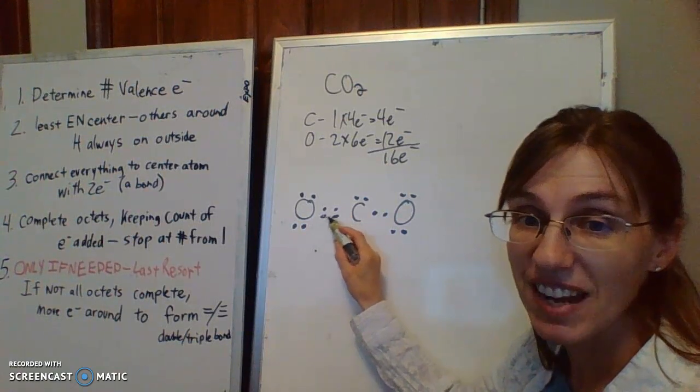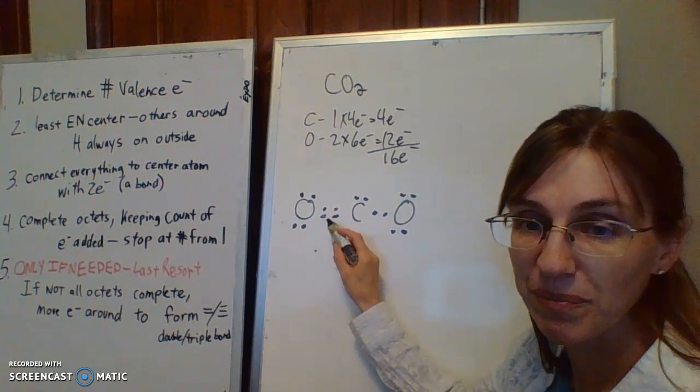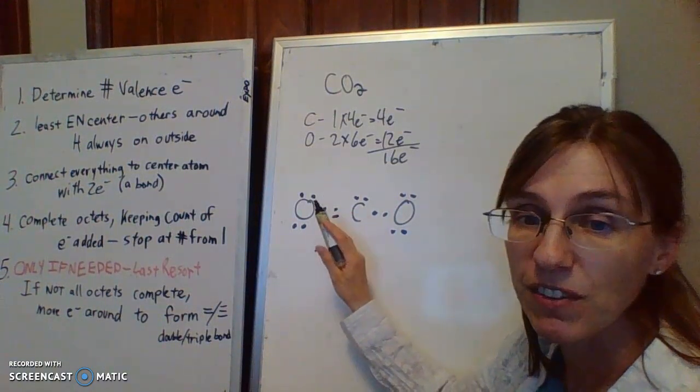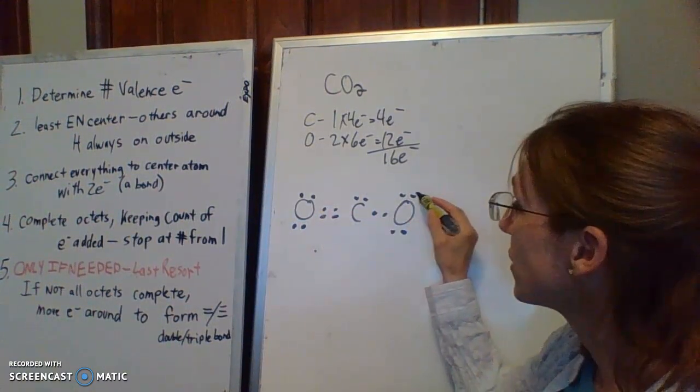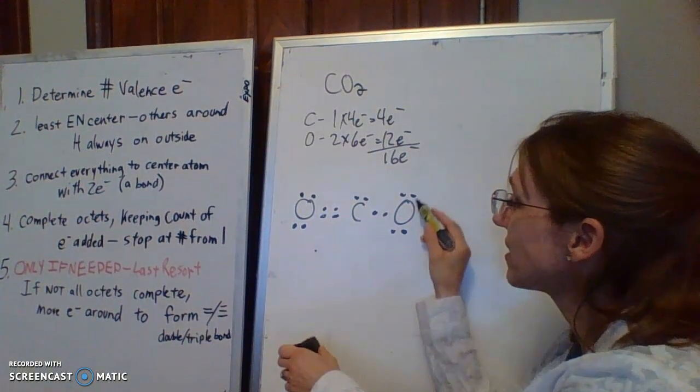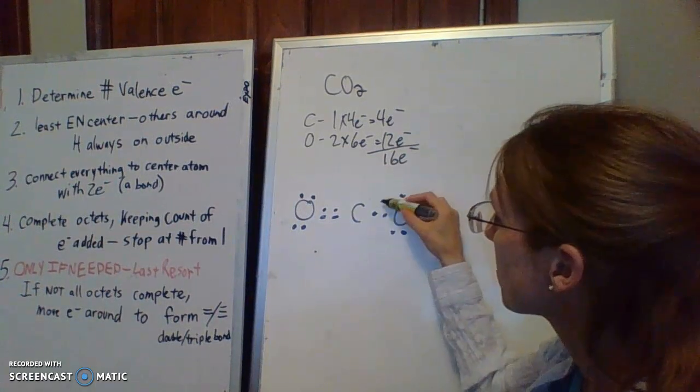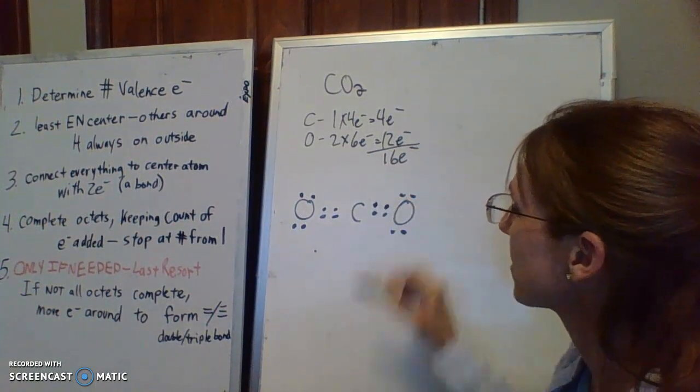Because now it's sharing those electrons down there. So now this oxygen is happy, fulfills the octet rule. We can do the same thing with this guy over here. He's not happy. He can come next door and say, hey, carbon, can you help me out? Carbon says, sure, I'll share my electrons with you.